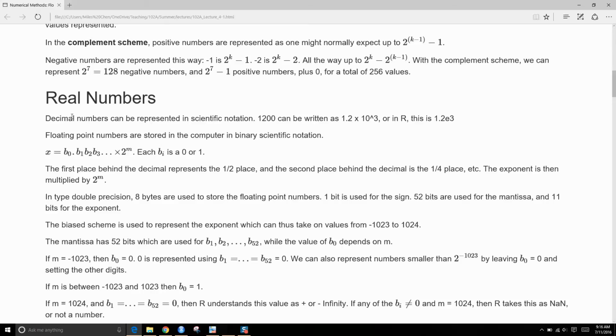Decimal numbers can be represented in scientific notation. This is just one way to think of it. So we can think of the number 1200 as 1.2 times 10 to the third, or in R, we would write 1.2e3.